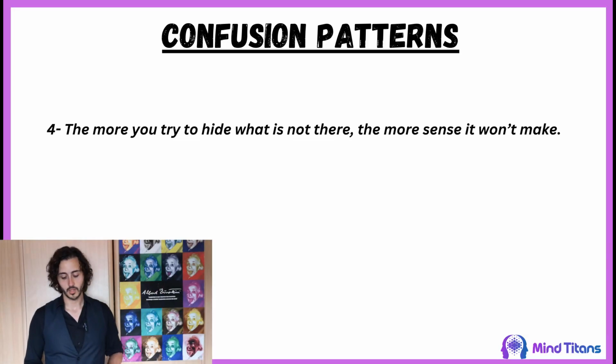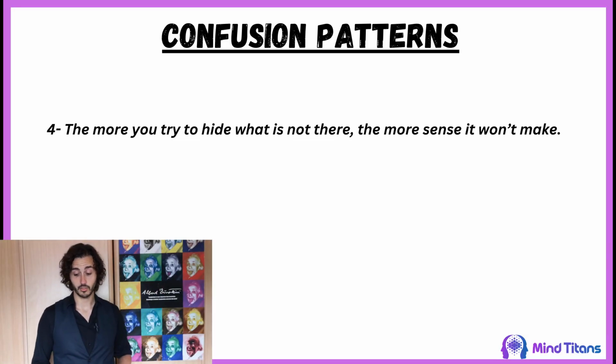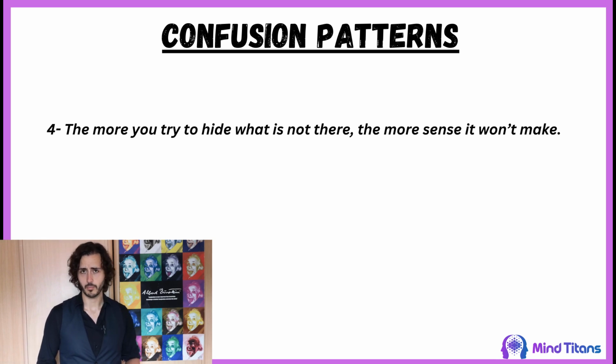Pattern number 4: the more you try to hide what is not there, the more sense it won't make. Using here the double negation, two negations in the same sentence. Again, it is overwhelming for the mind because it is creating some illogical meaning to that sentence. And the more you try to hide, what specifically? What is not there? But what specifically is not there?